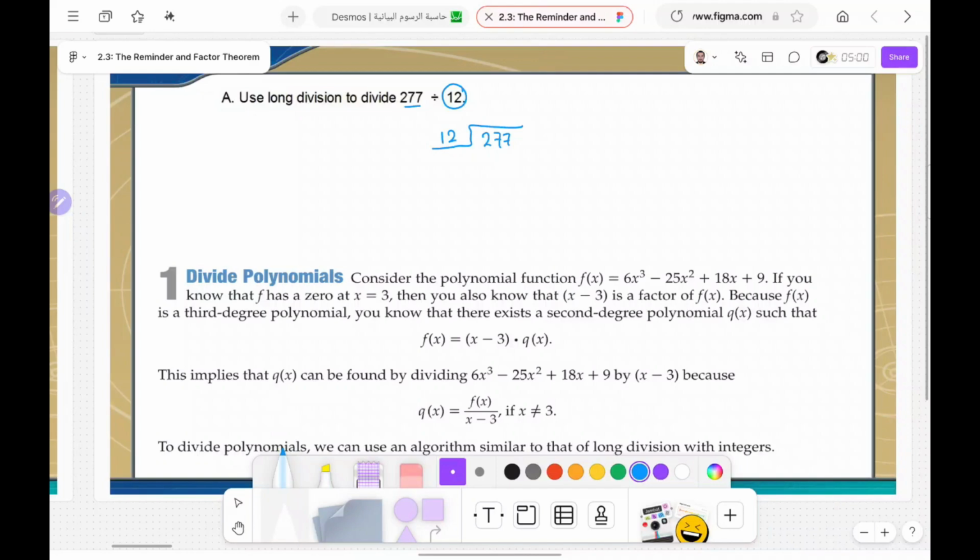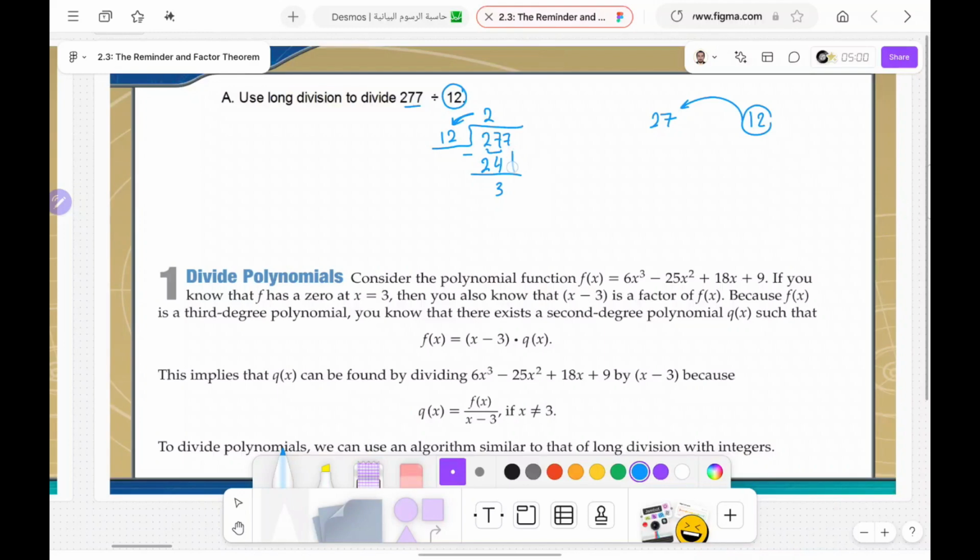So if I need to divide this, first I look at the first two digits, 27. You can ask yourself, how many 12s are inside the 27? 12 times 2 is equal to 24. So I have 12 twice inside the 27, so I multiply 2 with the 12. 2 times 12 is equal to 24. Now minus them, so 27 minus 24 is equal to 3.